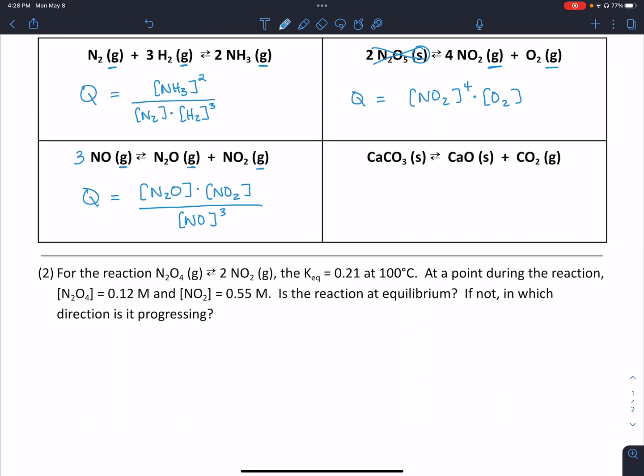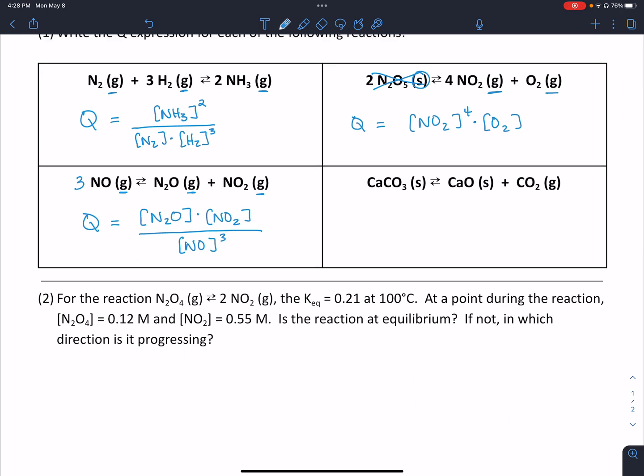And then we end with this last one. If we look, we've got Q equals, solid, so that one's going to go. Solid, so that one's going to go. So we only really have one thing that could go into our expression. But we should check for balancing. Calcium, 1 carbon, 1 carbon, 3 oxygens, 3 oxygens. And then our Q expression is just the concentration of CO2. So again, exactly like what we do for KEQ.